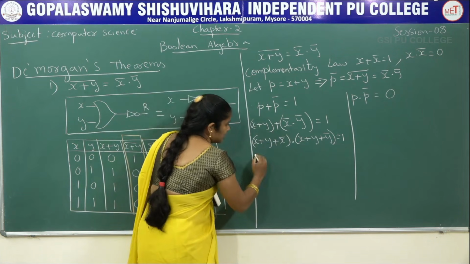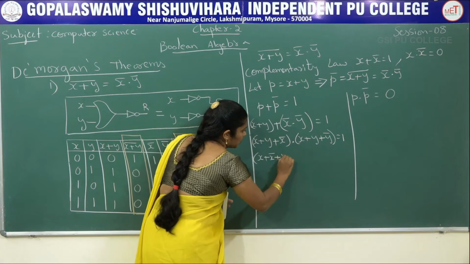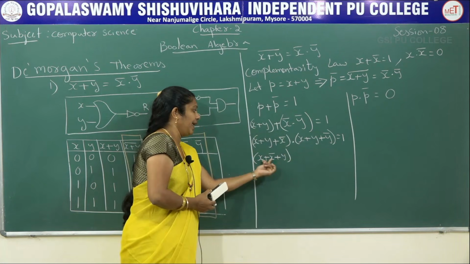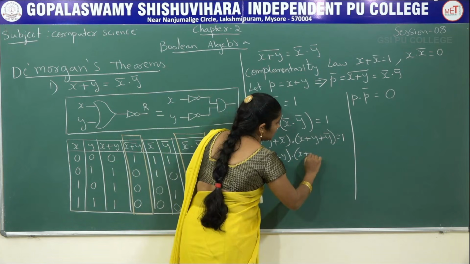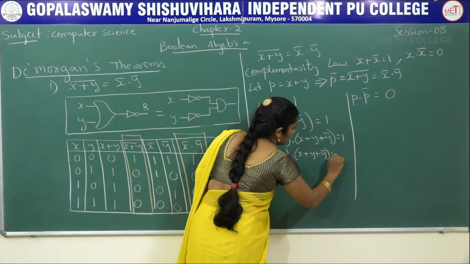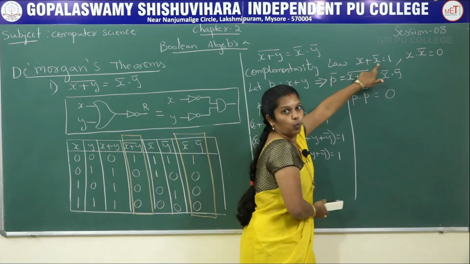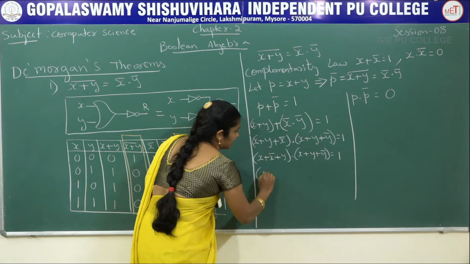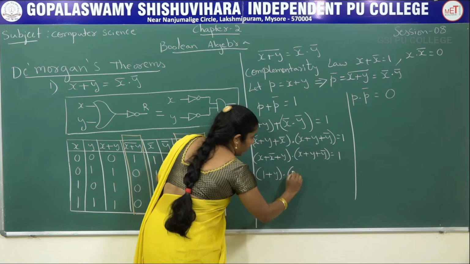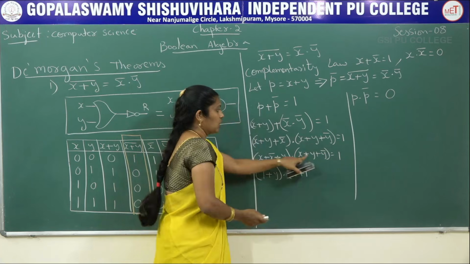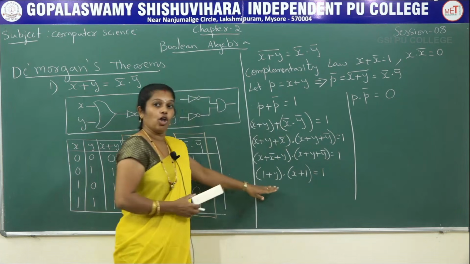Now for our convenience, just replace it as x plus x bar plus y, taking both the x's on the same side, then into x plus y bar equals 1. Already we know that x plus x bar equals 1. Just replace that. 1 plus y into x plus 1, because y plus y bar is also 1, equals 1. We have the law of addition.